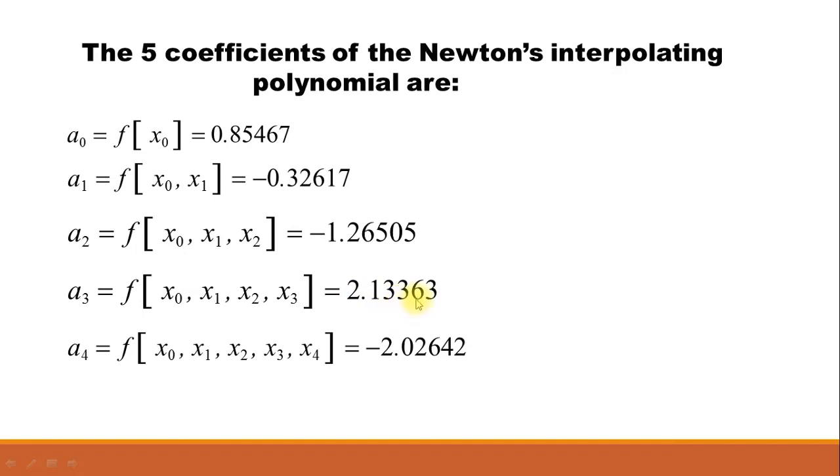Similarly, the coefficient f of x naught x1 x2 x3 is equal to a3, which is equal to 2.13363 from the table. Similarly, the coefficient f of x naught x1 x2 x3 and x4 is equal to a4, which is equal to minus 2.02642.